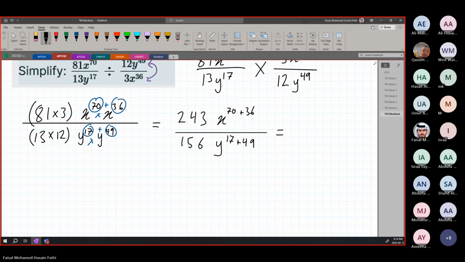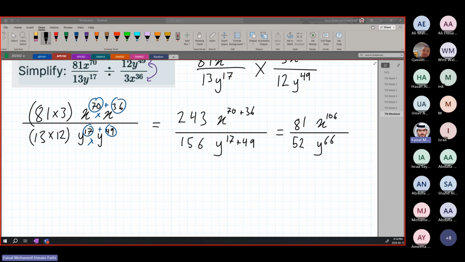It is 81 over 52. Okay. X 70 plus 36, 70 plus 36 is 106, so x to the power of 106 over y 49 plus 17 is 66, y to the power of 66. And that's it, that's your answer.